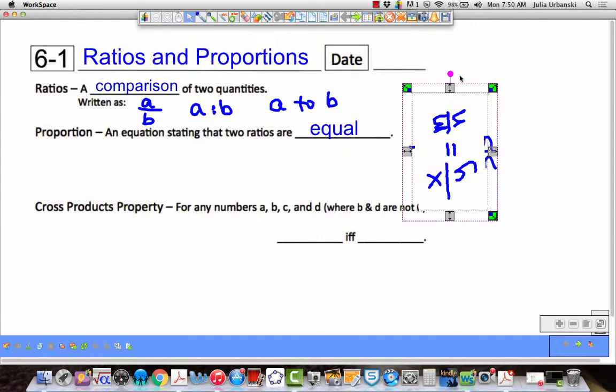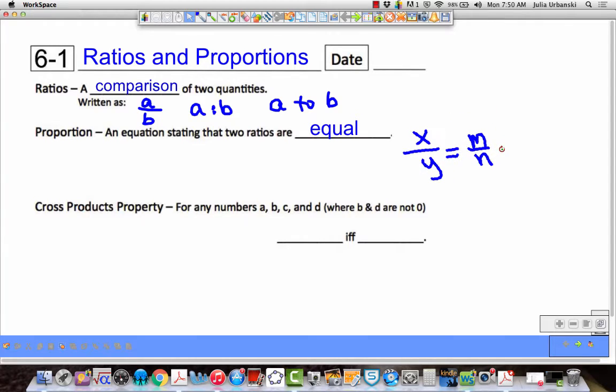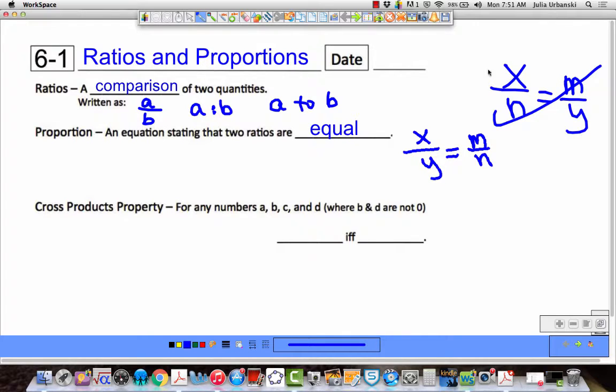What's the only thing that you cannot do? You can't set them up as diagonals, but you can cross multiply, right? You cannot say X over N. You cannot make that a fraction and say X over N equals what? Yeah, that's the only one you cannot do. You can't mix those two together, but you can flip it all around.